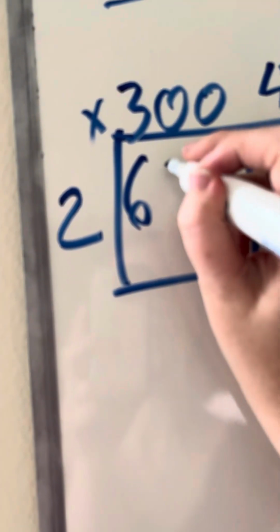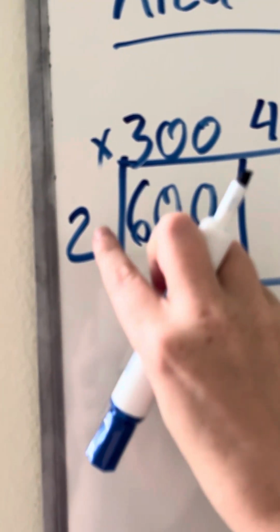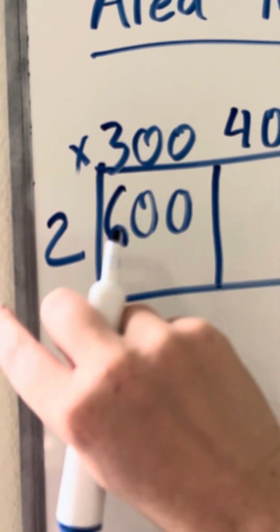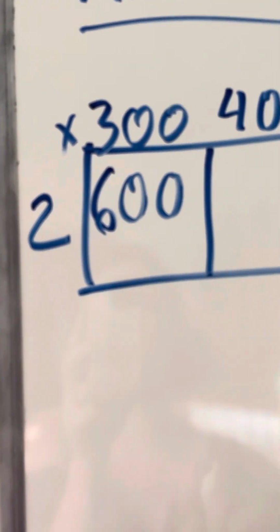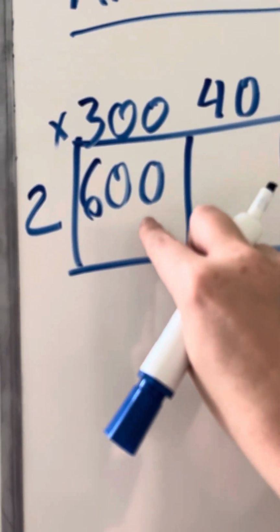So 2 times 3 is 6, but since we are doing 2 times 300, we have to add the 2 zeros because it's not 6, it is 600. All right, because we are in the hundreds place.